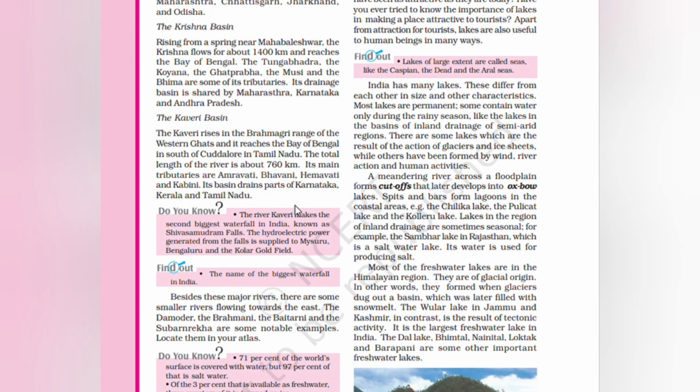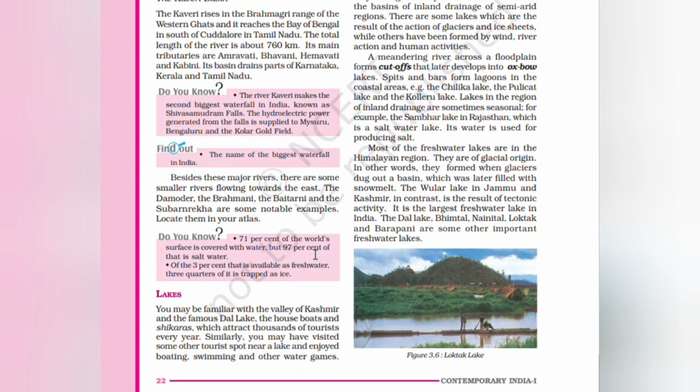The river Kaveri makes the second biggest waterfall in India, known as Shivasamudram Falls. Hydroelectric power generated from the falls is supplied to Mysuru, Bangalore, and the Kolar gold field. The name of the biggest waterfall in India? Besides the three major rivers, there are some smaller rivers flowing towards the east. The Damodar, the Brahmani, the Baitarani, and the Subarnarekha are some notable examples.